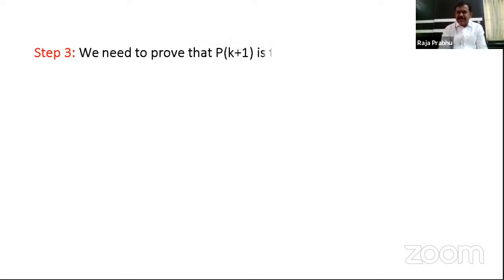So this is the induction hypothesis. Consider that as equation 1. Now, what is the next step? That is the third step, known as the inductive step, that we have to prove it is true for n is equal to k plus 1, meaning P of k plus 1 is true.